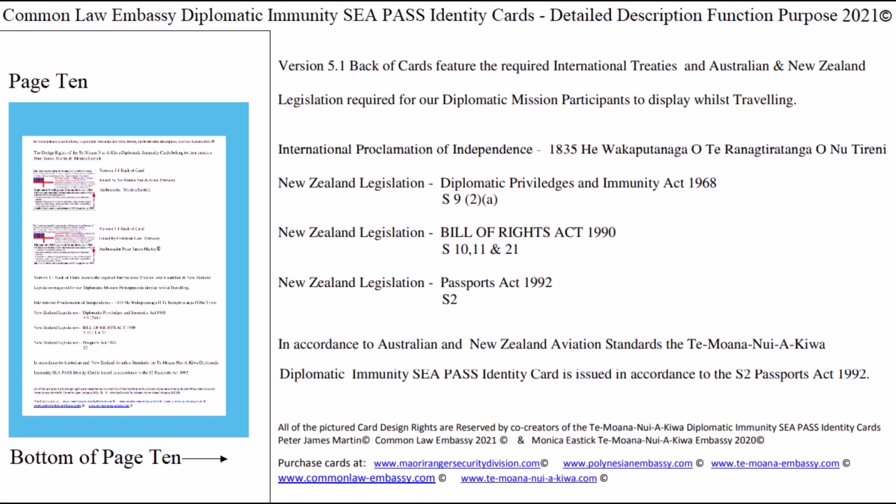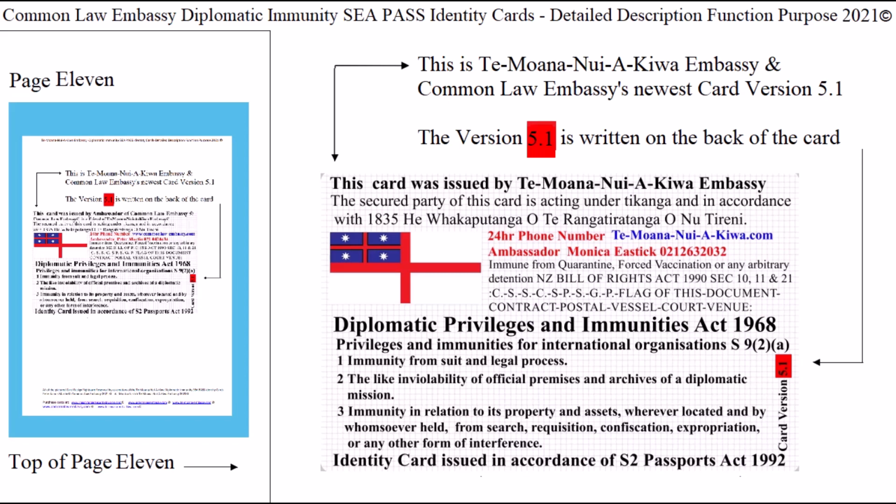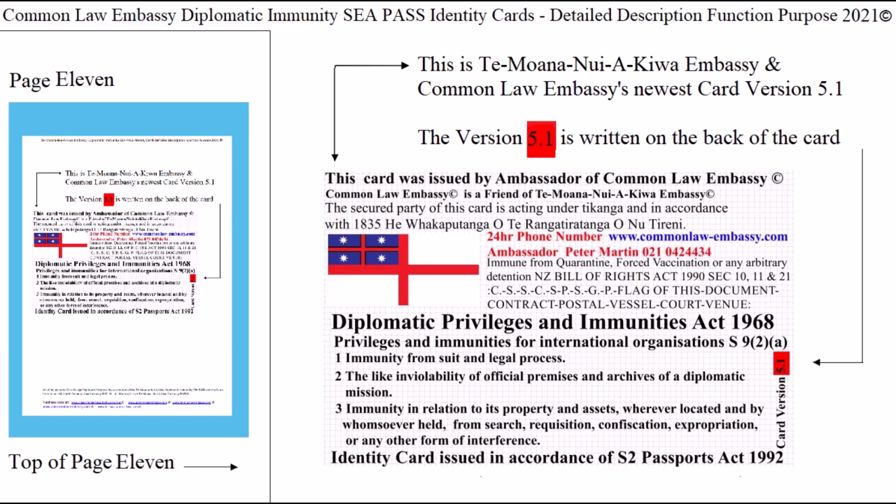Version 5.1 back of the cards feature the required international treaties and Australian and New Zealand legislation required for our diplomatic mission participants to display whilst travelling. International Proclamation of Independence, 1835, He Whakaputanga o te Rangatiratanga o Nu Tireni. New Zealand legislation, Diplomatic Privileges and Immunity Act, 1968, Section 92A. New Zealand legislation, Bill of Rights Act, 1990, Section 10, 11 and 21. New Zealand legislation, Passports Act, 1992, Section 2.